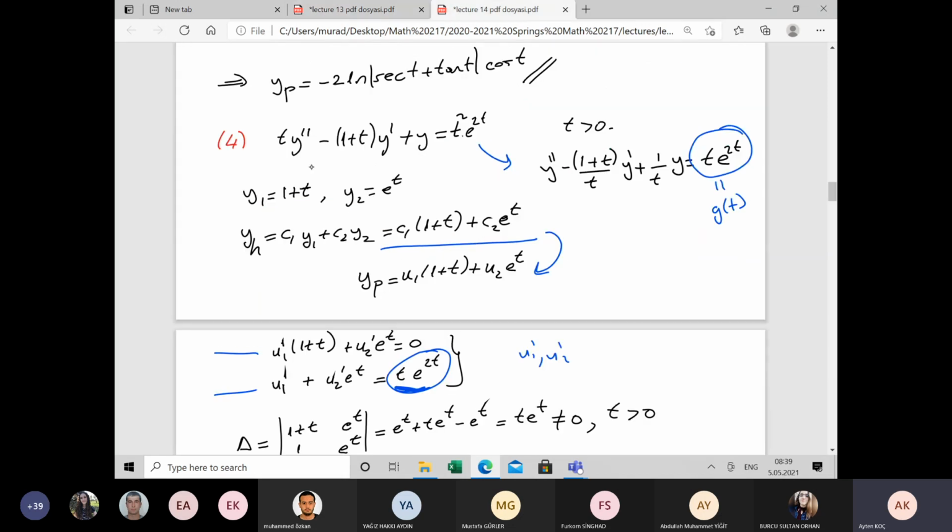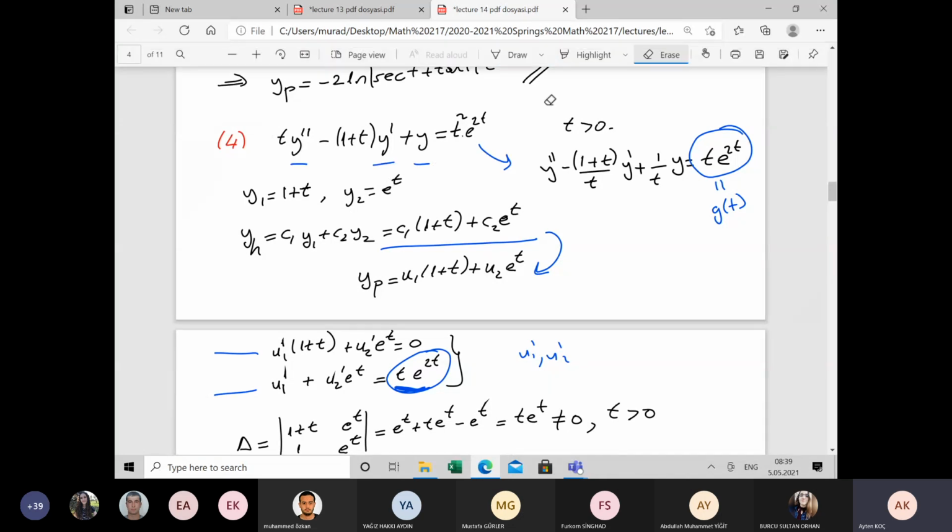Take our differential equation. It is a non-homogeneous, second order, linear differential equation, with t greater than 0. But look at this one: it is not in standard form.